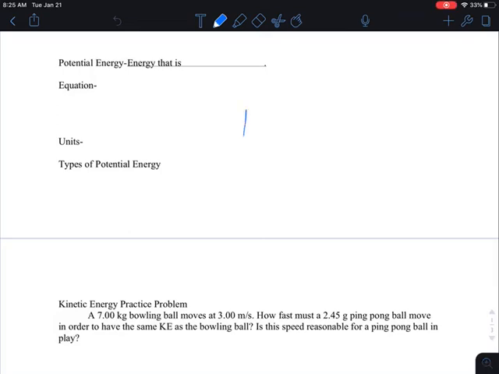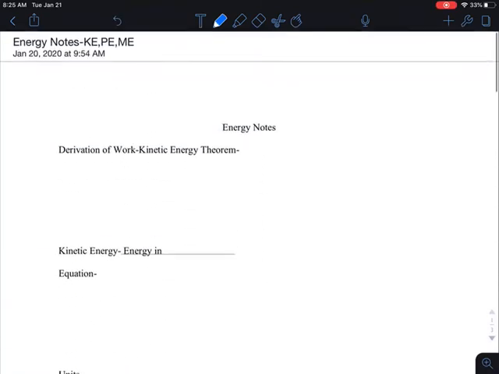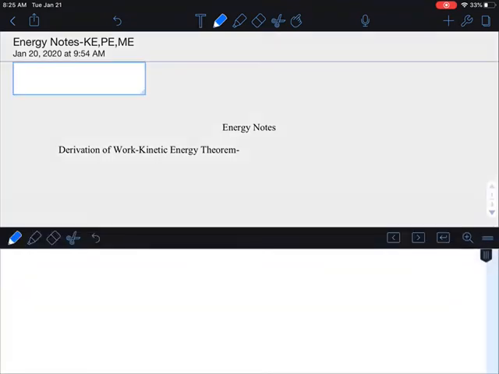Alright, so let's go ahead and focus on energy. We're going to be talking about kinetic energy, potential energy, and then we'll also be talking about this thing called the work kinetic energy theorem. Let's just go ahead and jump in, and we're going to derive an equation to start off.